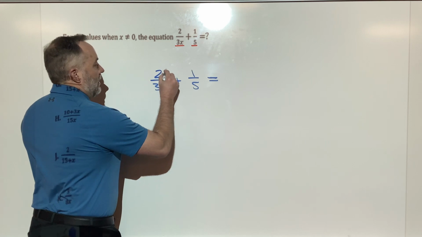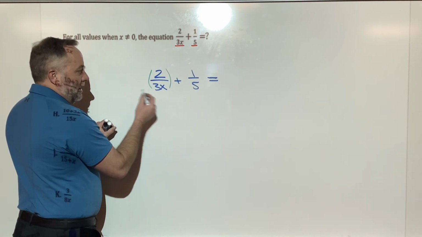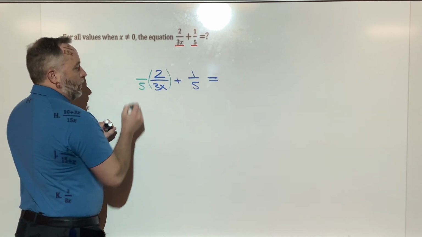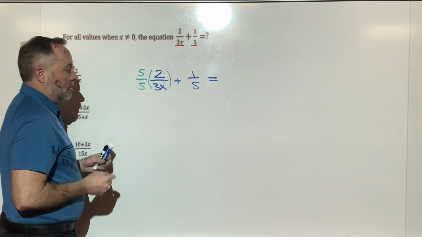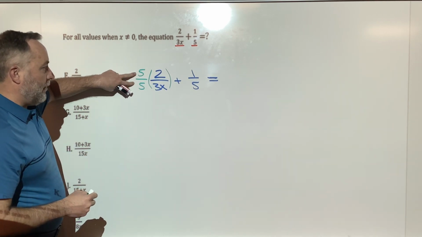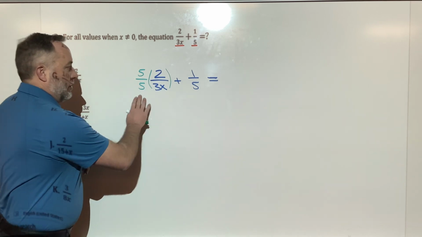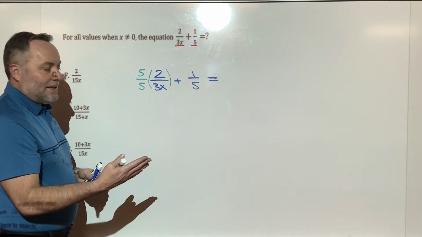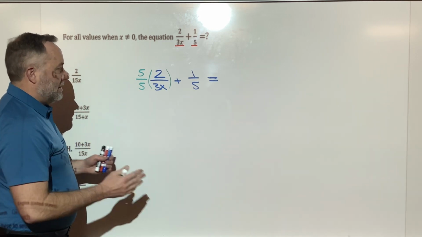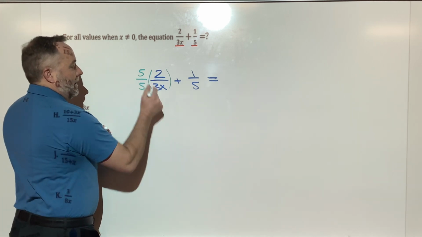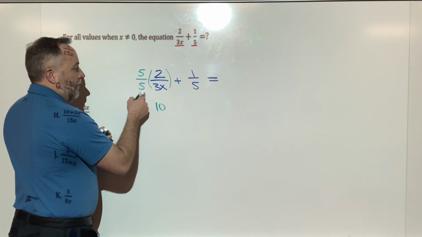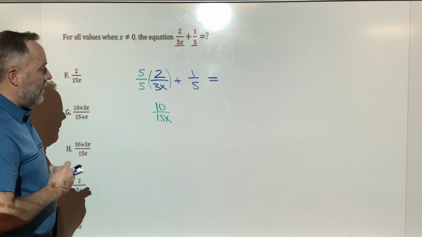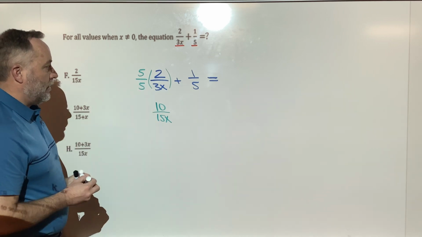But we need to do that in a way that actually keeps the function the same. So we're going to multiply the denominator by 5, and whatever we do to the denominator, we have to do to the numerator. Essentially what we're doing right there, 5 divided by 5 is 1. So we're just multiplying this piece by 1, and when you multiply 1 by something, it's always just that something. So that keeps this the same value. Okay? So 5 times 2 in the numerator is 10. 5 times 3x is 15x. So we have the denominator of 15x for our first value.